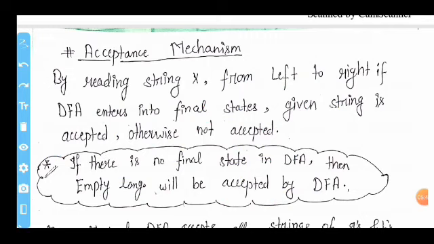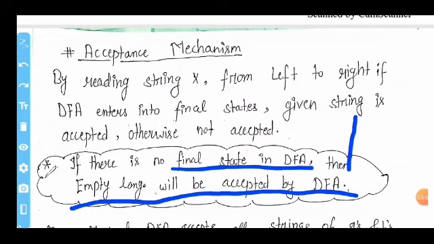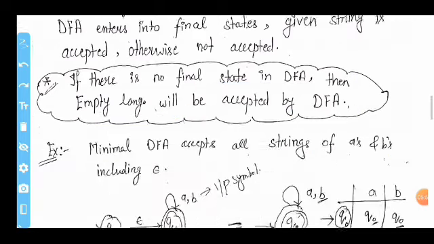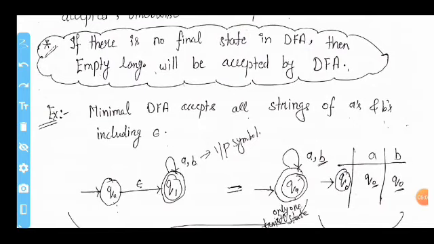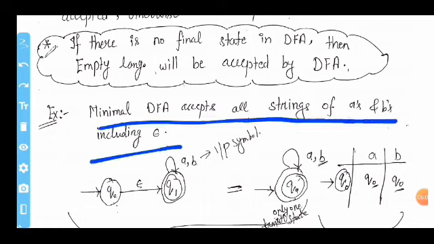So if there is no final state in the DFA, what will happen? Then in that case, the empty language will be accepted by the DFA. For example, the minimal DFA accepts all strings of A and B, including null.